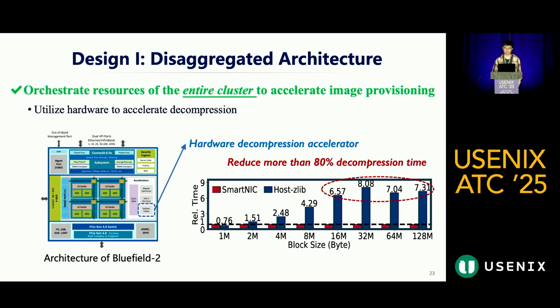To address these challenges, we first proposed disaggregated architectures, orchestrating the resources across the entire cluster to accelerate image processing. We began by leveraging the hardware accelerators on SmartNICs for decompressing. Our experiment shows that BlueField 2 achieves over 6 times better decompressing performance than the host CPU.